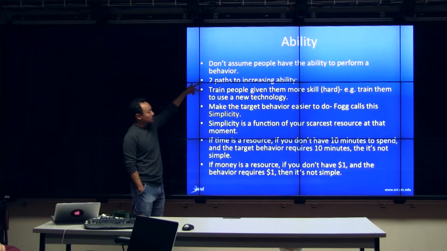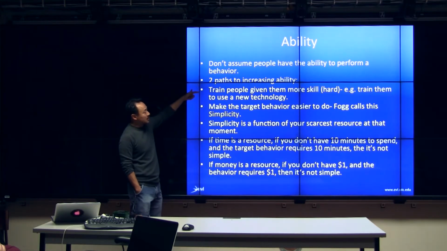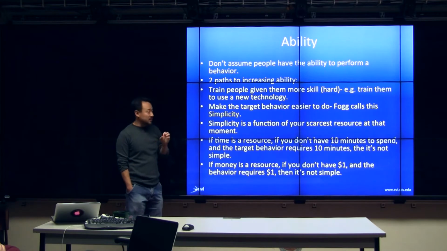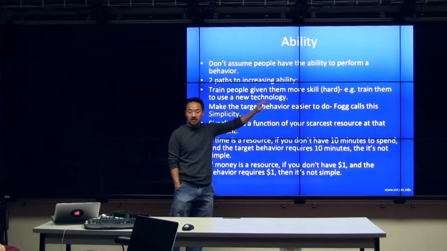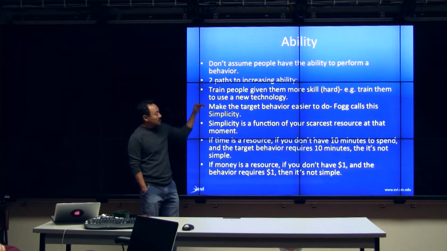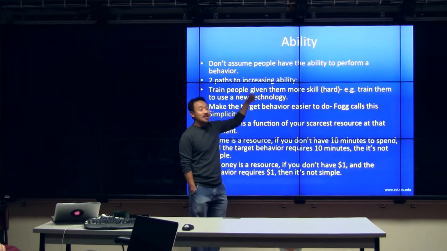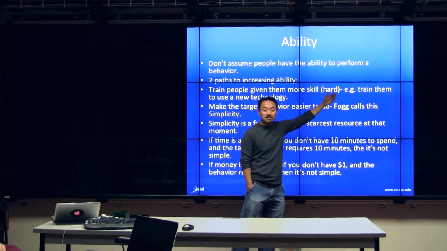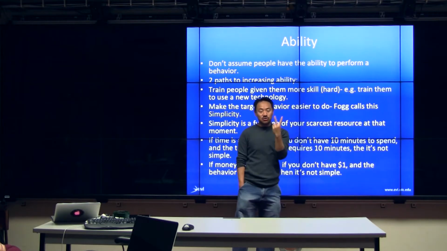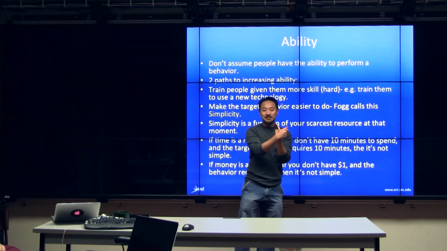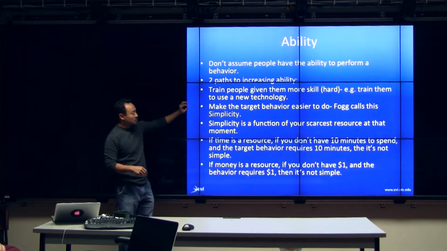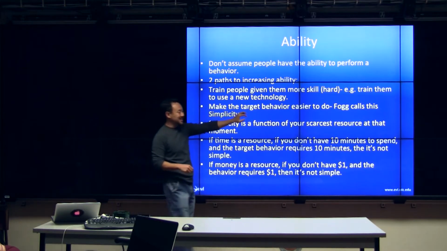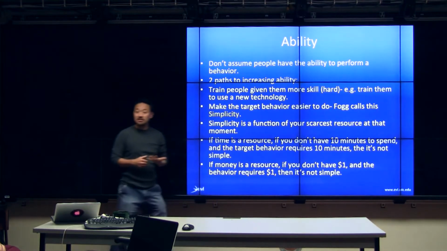So you have to be prepared for two possible paths. One of the paths is that if this person is not savvy about the technology, you have to first train them to actually use that technology. And then once you've trained them, maybe you can get them to perform the task. But there are two hurdles you have to deal with: training and then getting them to perform the task. That's extra work you have to do. The other path, the simpler path, is to make the target behavior easier to do. And Fogg calls that simplicity.